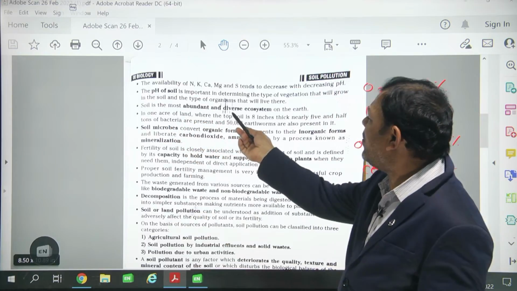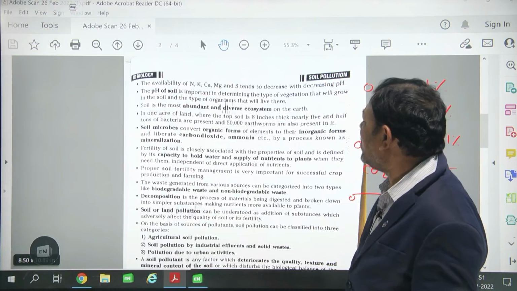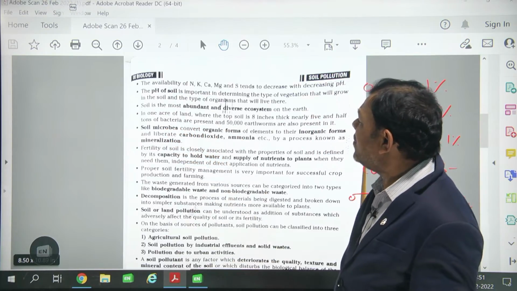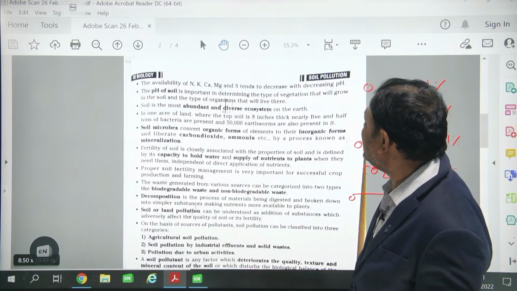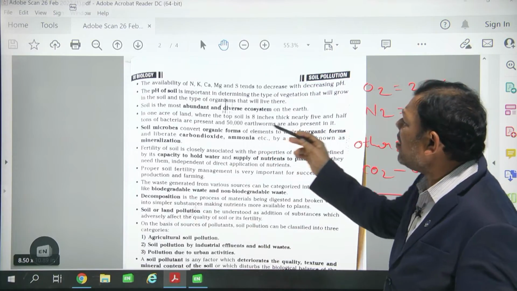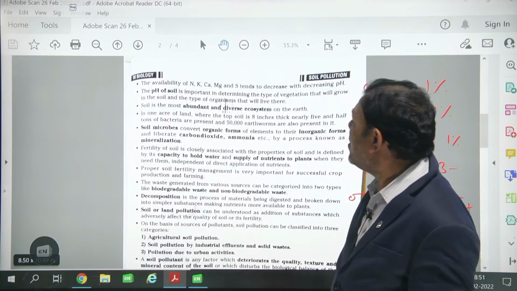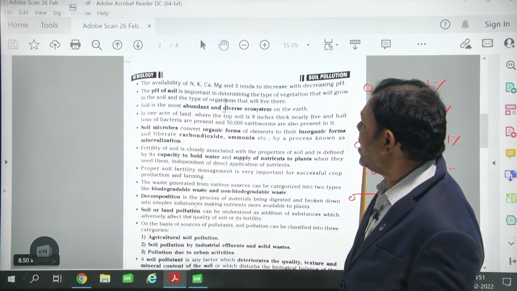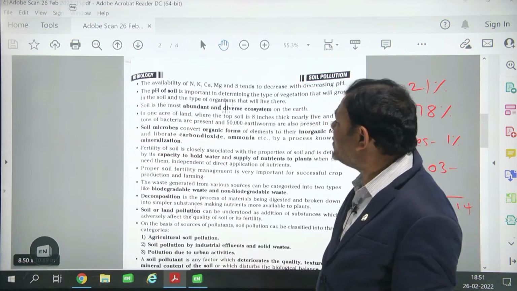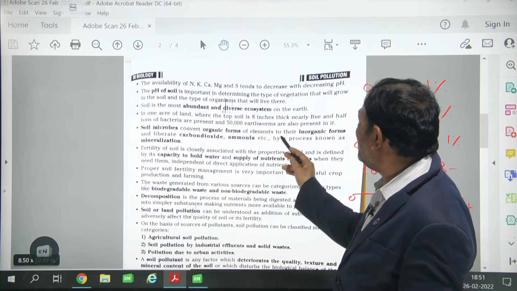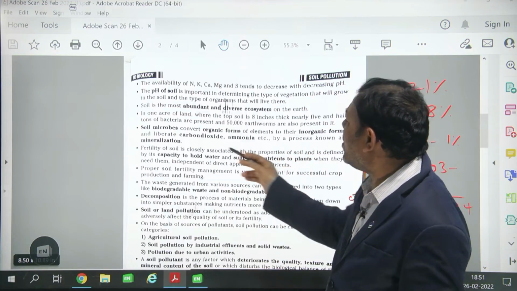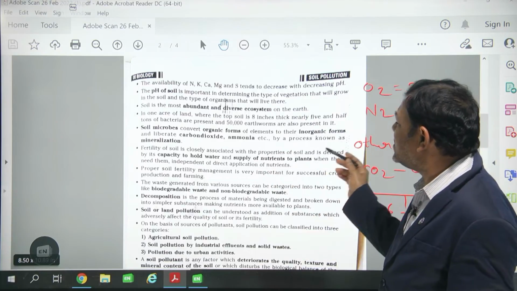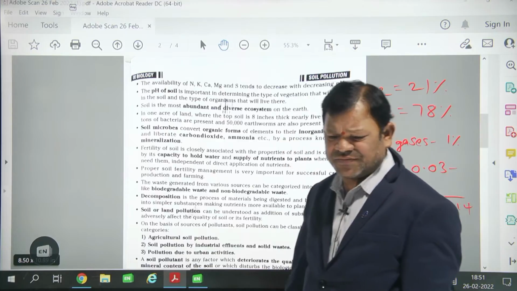Soil is the most abundant and diverse ecosystem on the earth. Especially in 1 acre of land where the topsoil is 8 inches thick, nearly 5 and a half tons of bacteria are present, and 50,000 earthworms are also present in that 1 acre. Soil microbes convert the organic forms of the elements to their inorganic forms and liberate carbon dioxide and ammonia, by a process known as mineralization.